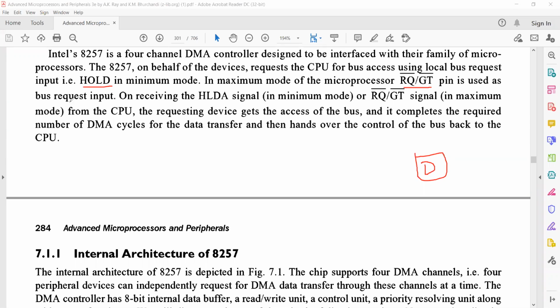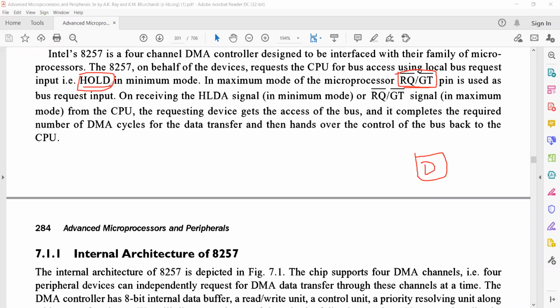The signals are, first, the HOLD signal in the minimum mode, and RQ bar, GT bar in the maximum mode. This means request or grant. These are the two signals that are used to initiate the DMA controller. When you are sending a signal through these two pins, you are accessing the DMA controller.